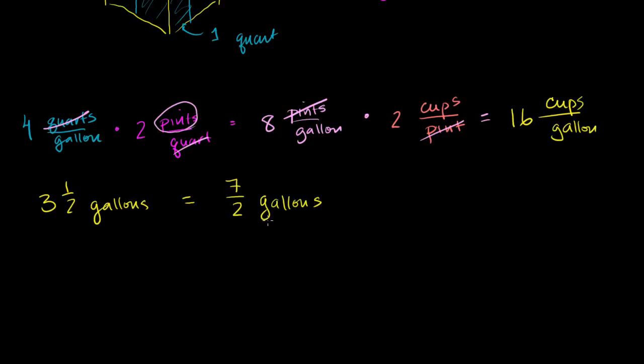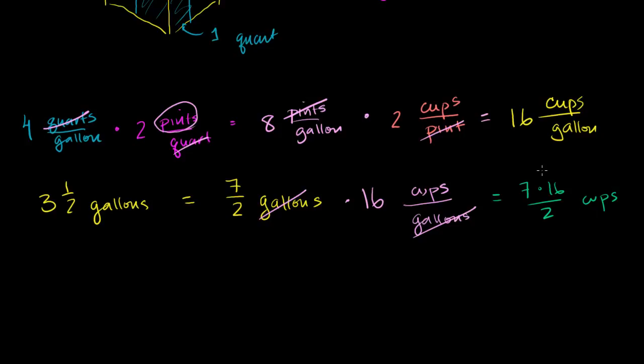What we want to do is end up with cups, and we want the gallons to cancel out. We have gallons in the numerator right here, so we want to divide by gallons, and we have cups in the numerator. And how many cups are there per gallon? Well, we just figured that out. There are 16 cups per gallon. When you multiply these two quantities, the gallons will cancel out, and you'll just be left with cups. That's what we wanted. So it's going to be 7/2 times 16, so 7 times 16 over 2 cups.